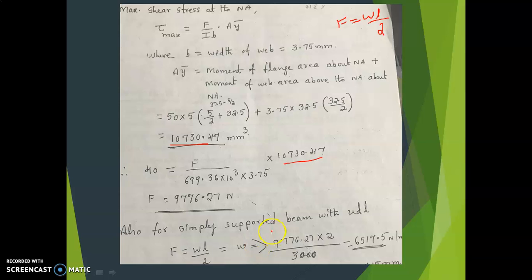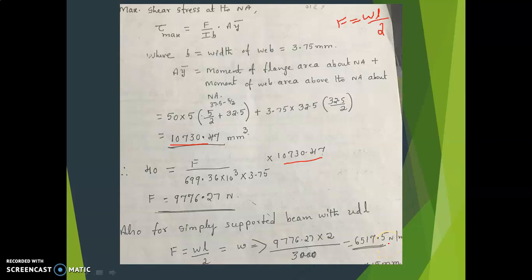We know for a simply supported beam with UDL, F is equal to WL divided by 2. So substitute W is equal to 2 into F divided by L. So 2 into F is 9776.27 divided by L. L is the length, 3000 millimeter, or you can write it in meters also, no problem. Then you get the answer in Newton per meter. So this is 6517.5 Newton per meter, or 6.52 kilonewton per meter.